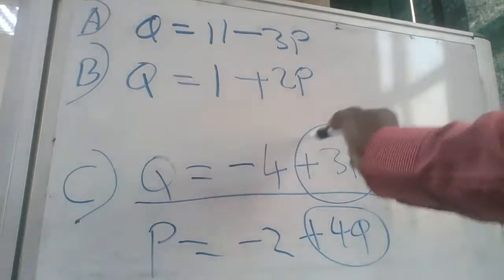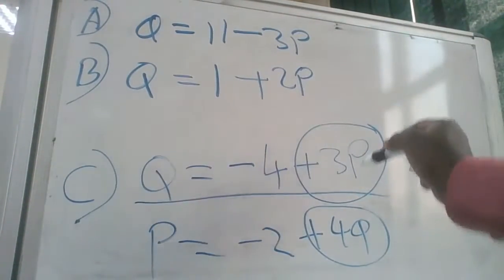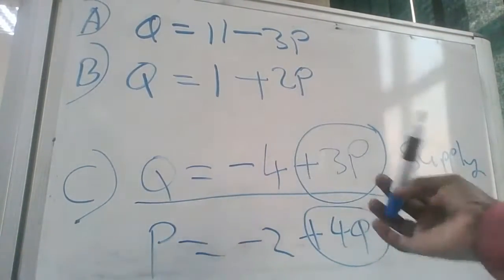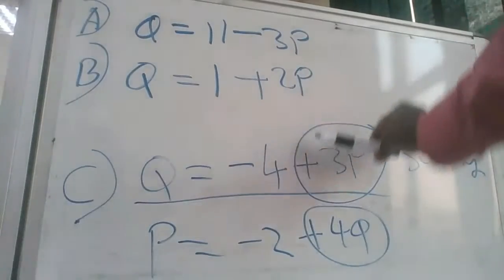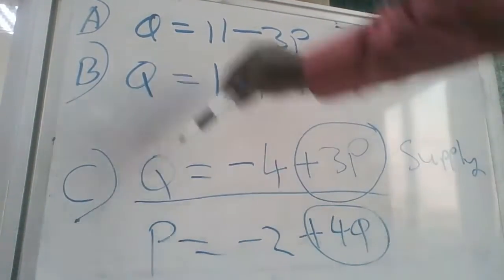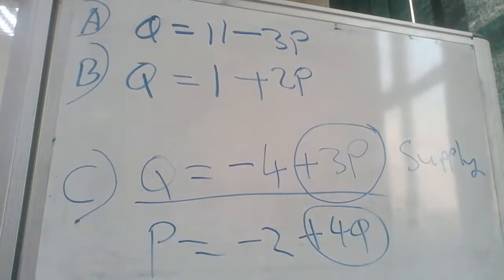So this is the one that shows us the relationship that exists between price and the quantity. In this case, we're calling it a supply function, meaning it shows us the positive relationship between price and the quantity that is being supplied on the market. Is it clear? Those who said demand.